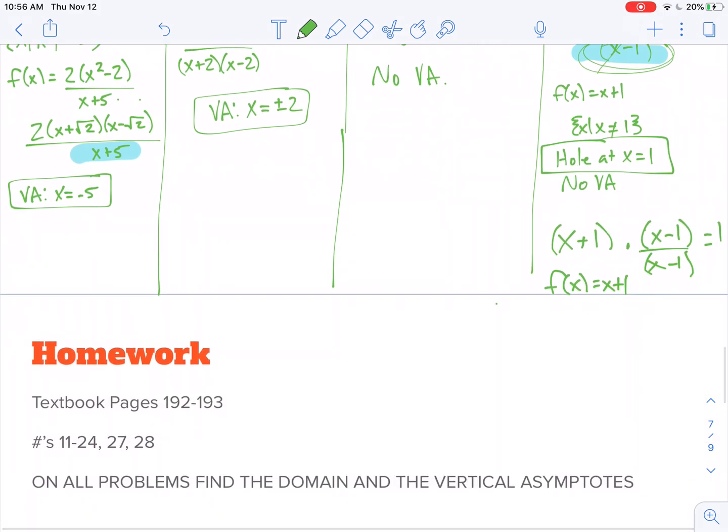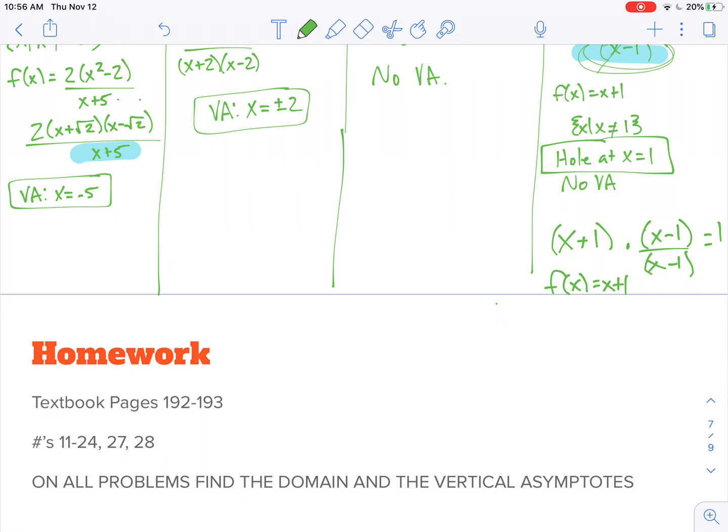All right, you guys have a homework assignment tonight. All you need to do is just find the domain and the vertical asymptotes. So list the domain and list the vertical asymptotes for each, so you have to pay attention to your factors. You have to pay attention if you can cross out your numerator and your denominator. Remember, if a factor crosses out between your numerator and your denominator, you're looking at a hole.